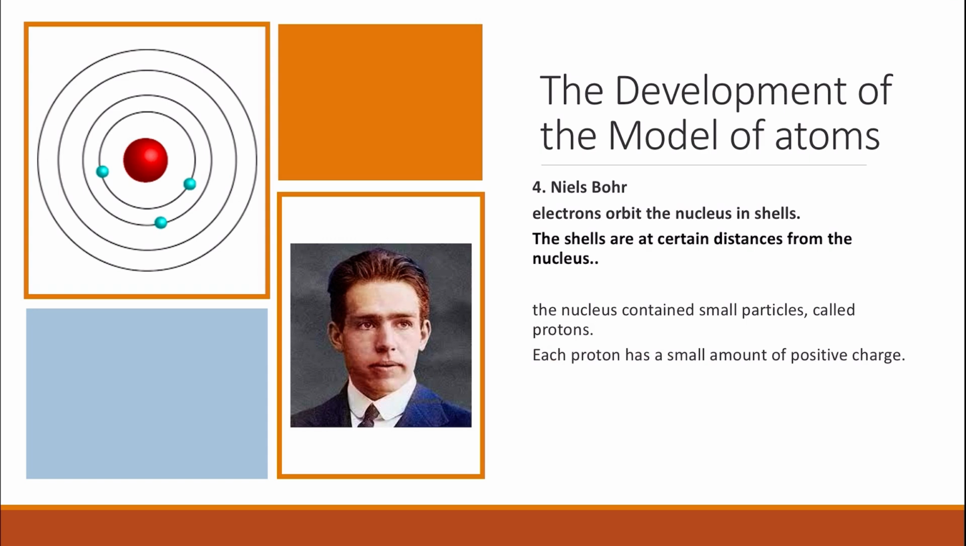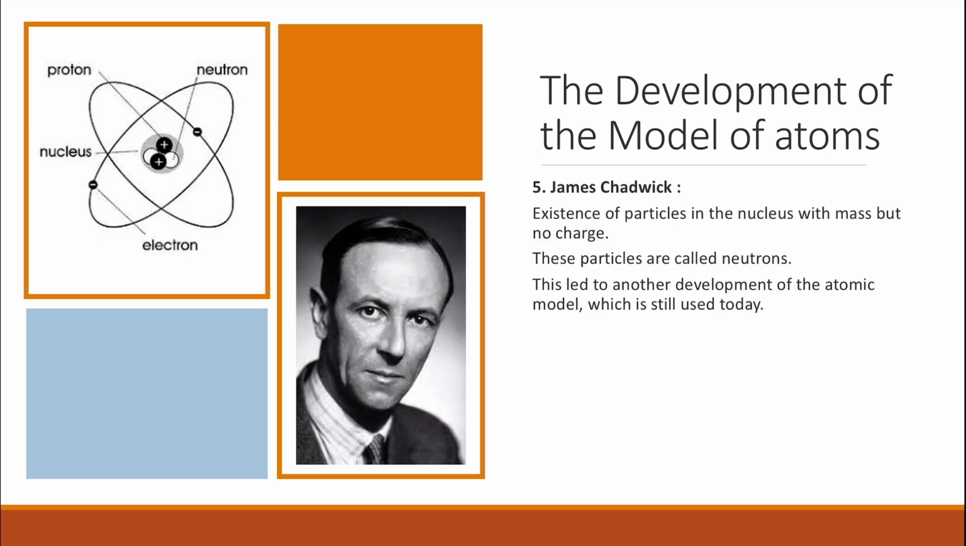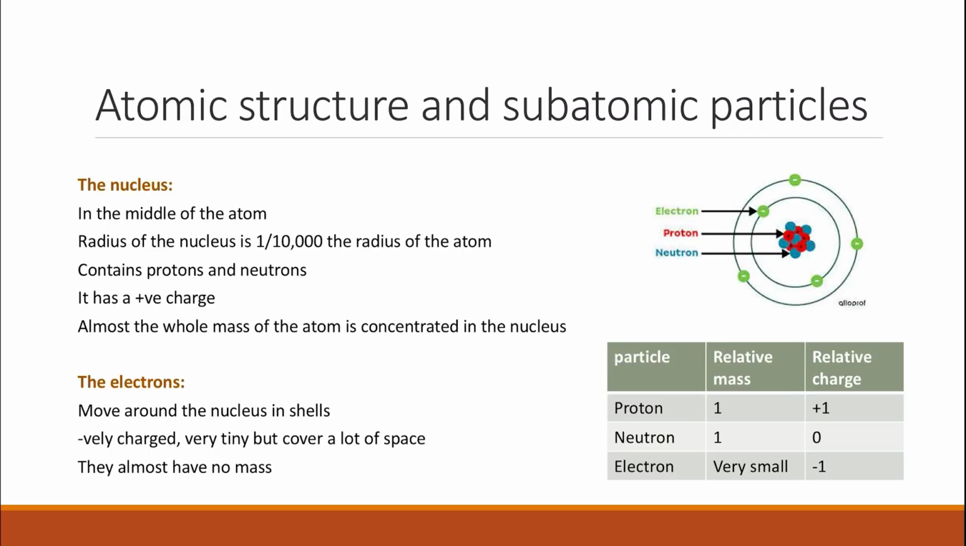And then Niels Bohr is the one who discovered the electron shells. So electrons orbit the nucleus in shells, and these shells are at certain distances from the nucleus. Finally, James Chadwick is the one who discovered the neutrons, which are the neutral particles inside the nucleus. His work was very important for the discovery of the isotopes because isotopes have different number of neutrons and they have different mass number.